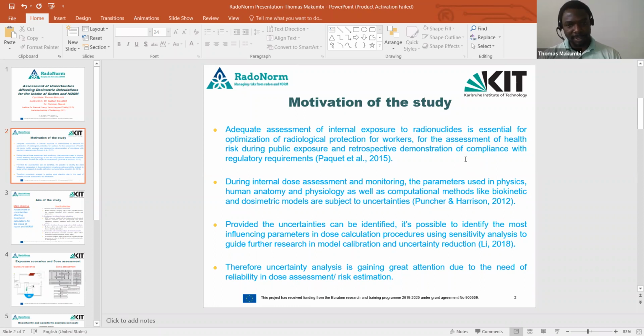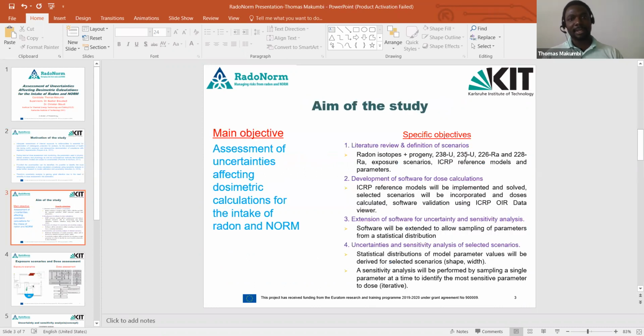But first of all, we need to understand uncertainty. Uncertainty itself refers to the lack of knowledge about a parameter value. This value is of course fixed, but it is not known with precision. So the uncertainty can be quantified in the form of a probability using Bayesian inference, or a confidence interval in classical statistics. The aim of this study, derived from the title, is the Assessment of Uncertainties Affecting Dosimetric Calculation for the Intake of Radon and NORM.